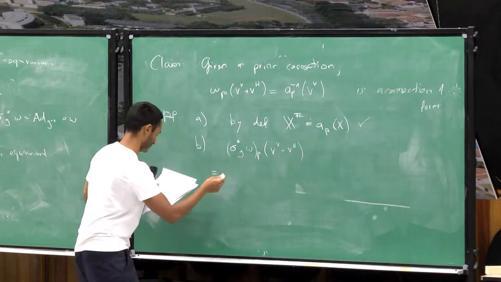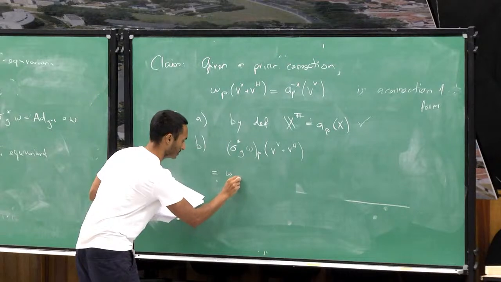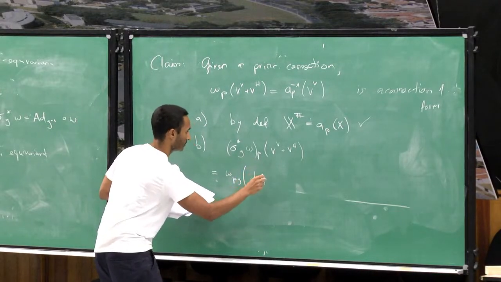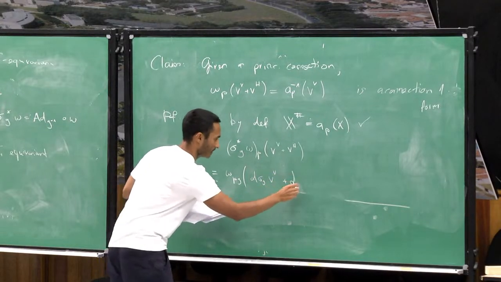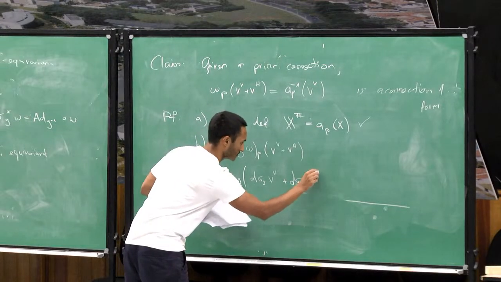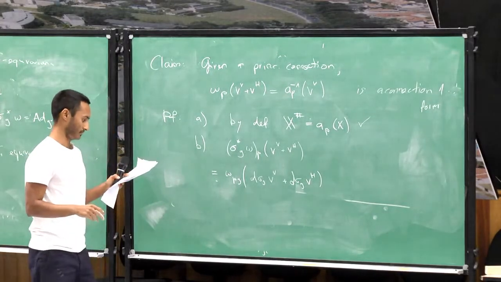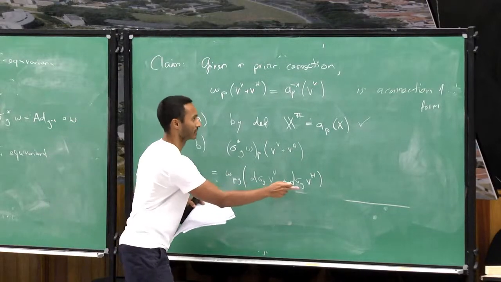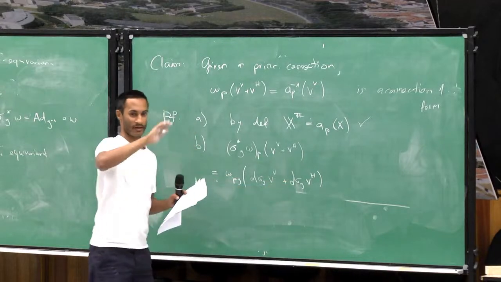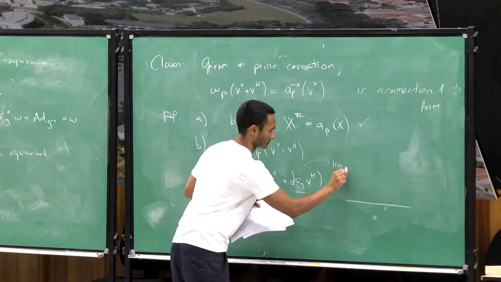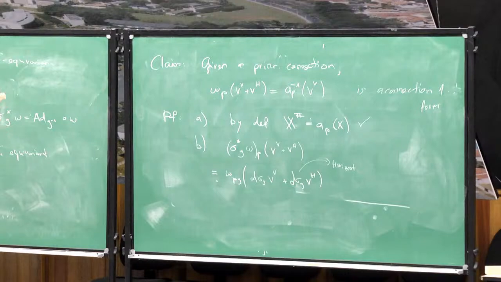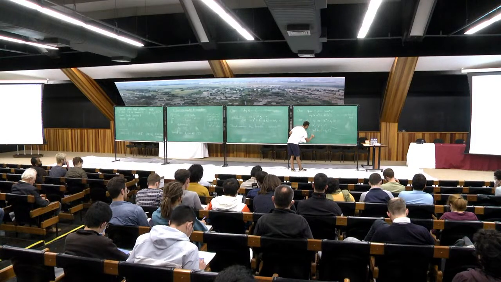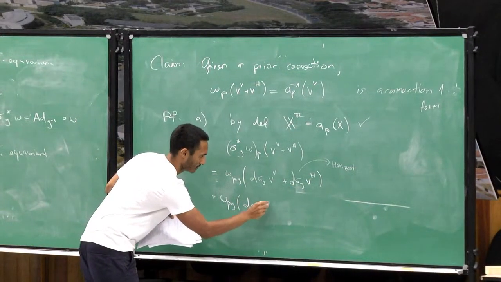By definition, this is the same as omega at the point PG applied to, now we apply sigma to these vectors, so the derivative of sigma G applied to V plus the same thing applied to the horizontal part. Okay, but if we take anything that is already horizontal, by the definition of a principal connection, if we shift that vector, it will stay horizontal. This is the place where the G-equivariance of the horizontal subspace comes in. So, since this is horizontal, this is just omega at PG applied to d sigma G of the vertical part.